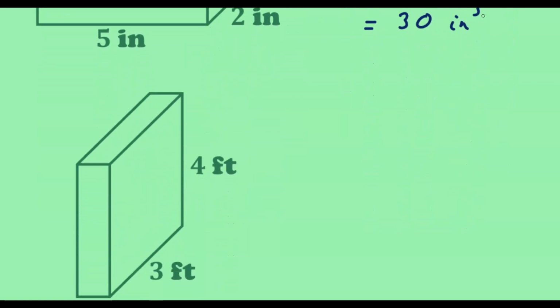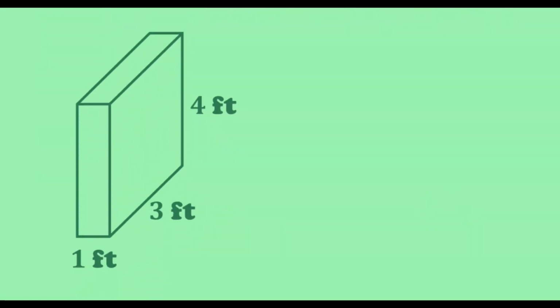Now let us have a look at the next rectangular prism. Now here we can see that the length of this rectangular prism is 1 foot. The width is 3 feet, and the height is 4 feet. So let us determine the volume. Now the volume will be equal to the length times the width times the height.